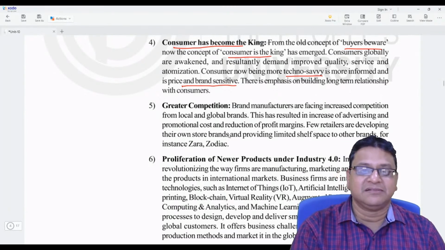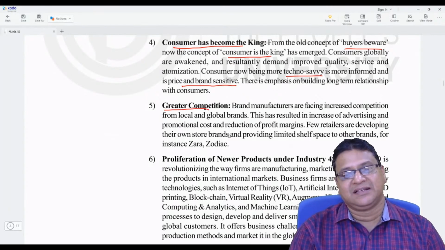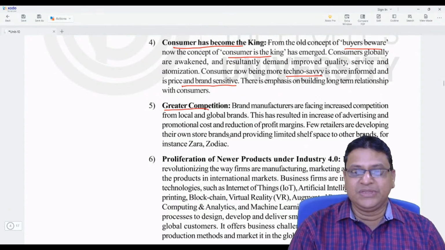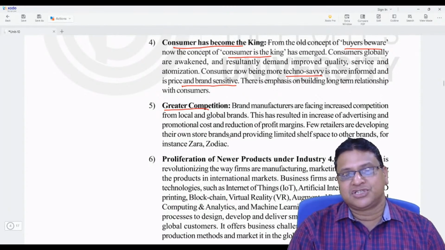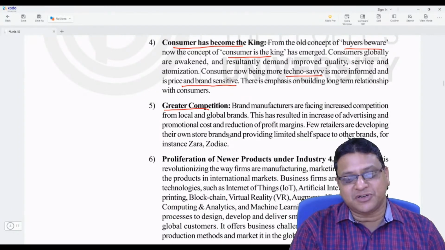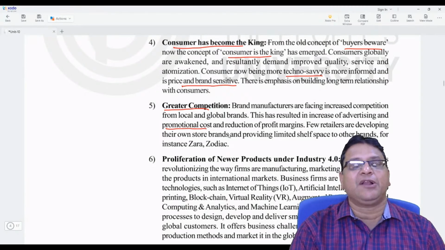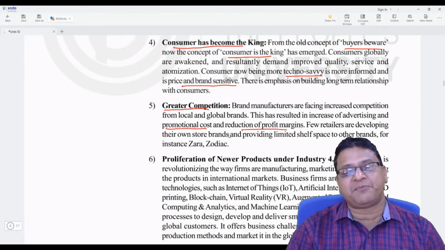Greater competition has increased a lot. With the help of big retail players, competition has increased, as a result of which company has to spend a lot in their promotional cost, which ultimately reduces their profit margin.